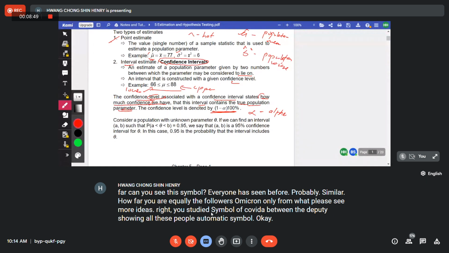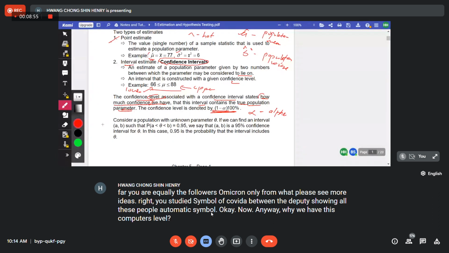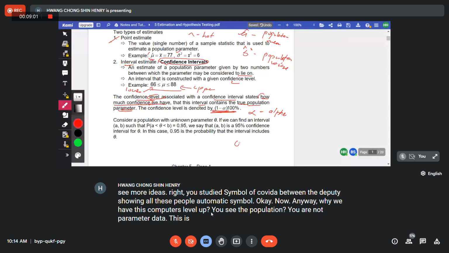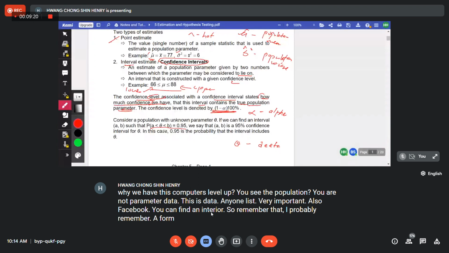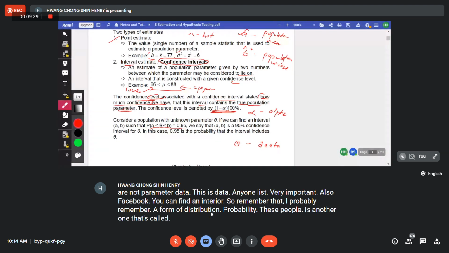Okay. Now, can I explain to you why we have this confidence level? Consider a population with an unknown parameter theta. This is theta. Does anyone know this? Very common, right? Theta. We can find an interval AB. So remember the bracket, one lower, one upper, such that the probability, remember chapter 4, normal distribution, that this theta, our z-score, is between A and B, right?